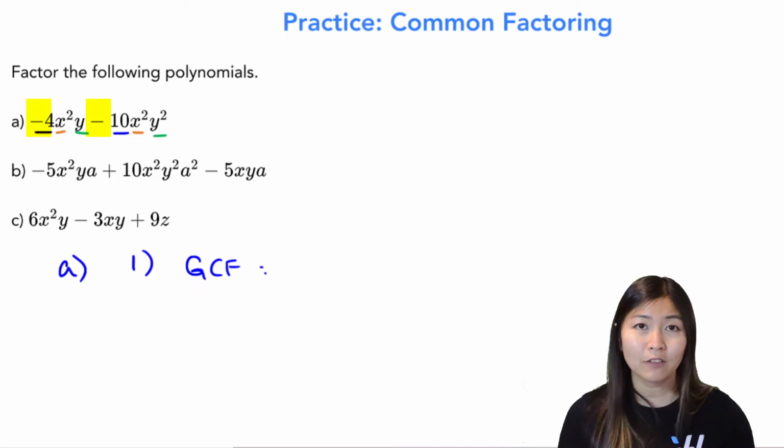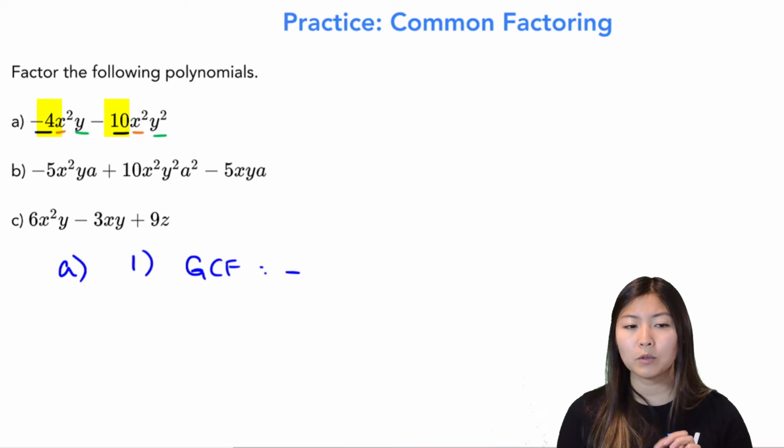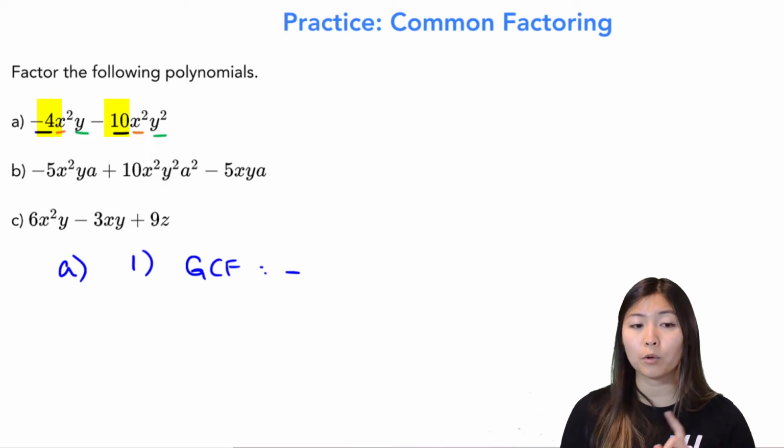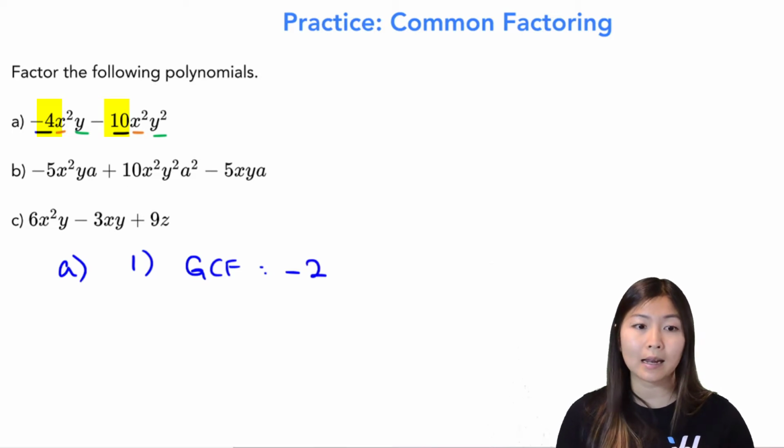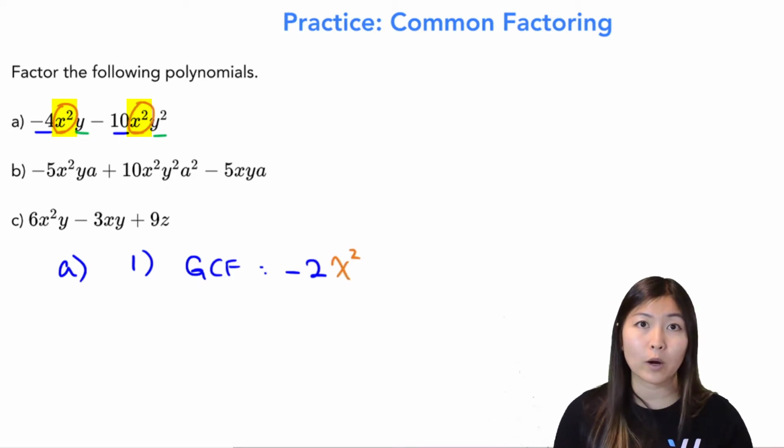Since they're both negative in terms of the numbers, I can take out a negative. What can I take out that's in common between both 4 and 10? What goes into both 4 and 10? Well, 2 goes into 4 and 2 goes into 10, so I can take that out, and that's the biggest number I can take out. Now for my x's, they both have an x squared, so it's fair for me to take out an x squared. They can both give up an x squared.